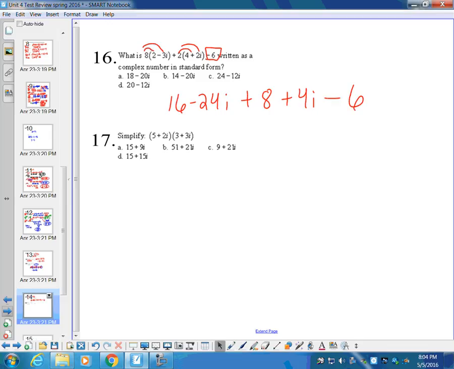So you've got 16 minus 24i plus 8 plus 4i minus 6. So we've got 16, 8, and take away 6, so 18, and then negative 24i and 4i would be negative 20i. So A.